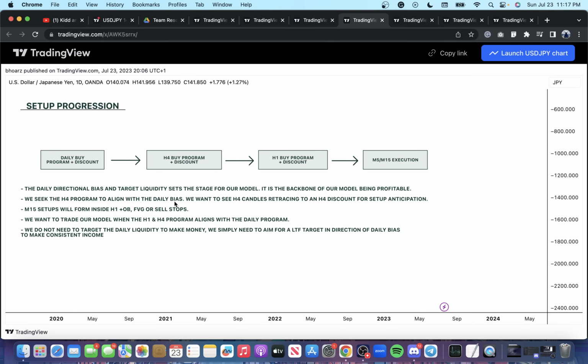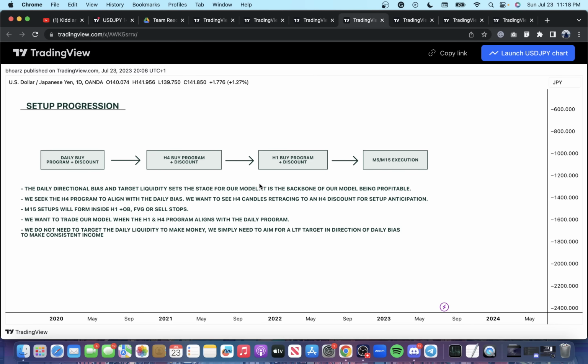Again, I'm reiterating this multiple times because it really is important to our model. We only want to execute on our model when it is in alignment with the daily program. We don't want to trade our model when the 1-hour time frame and 4-hour time frame do not align with our program. If the daily is retracing and we see a 1-hour time frame shift in structure on the buy side, we don't go and buy any discount on the 1-hour time frame, because we understand that any shift in structure higher only sets the stage for a run lower into that higher time frame discount.